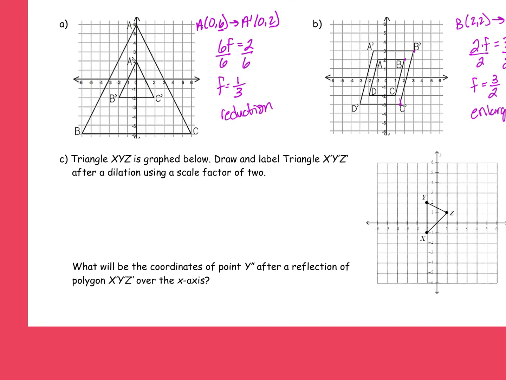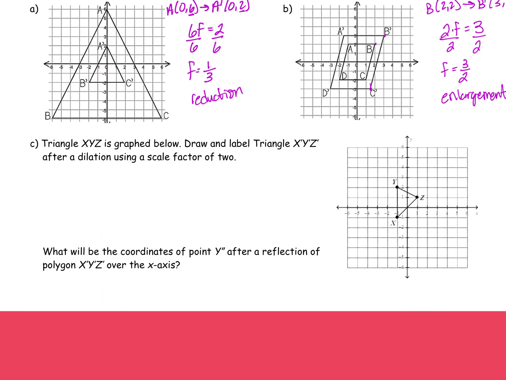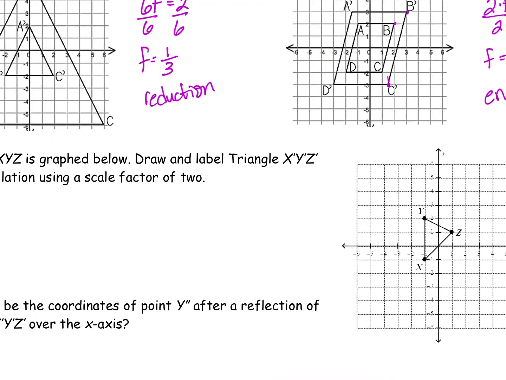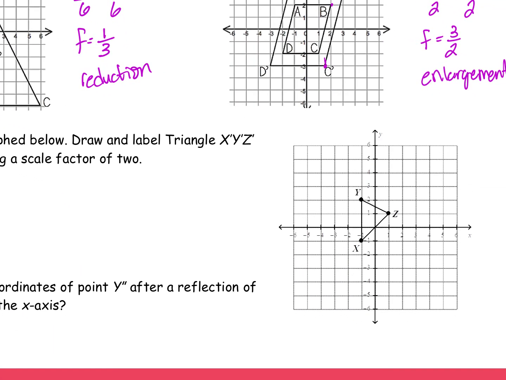Okay, so you're going to take triangle XYZ, draw and label X prime, Y prime, Z prime after a dilation of a scale factor of 2. This is our last problem. And then you're going to find the coordinates of Y double prime after you reflect it over the X axis. You're doing a double thing here. Scale factor of 2, reflect it.